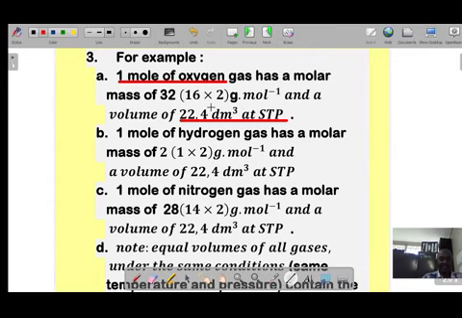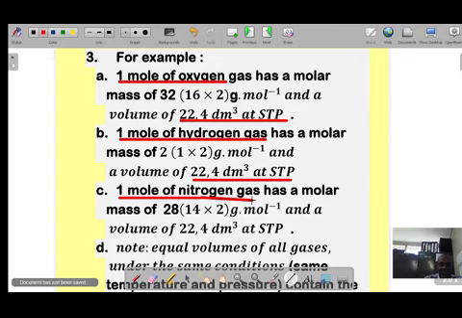Take another example of another gas, hydrogen. Now 1 mole of hydrogen gas has a molar mass of 2 times 1, which is 2. What about the volume? Amazing, it is also 22.4 decimeters cubed. Another gas now. What about nitrogen gas? The molar mass is 28, gotten by 14 times 2. What about the volume? It is still 22.4.